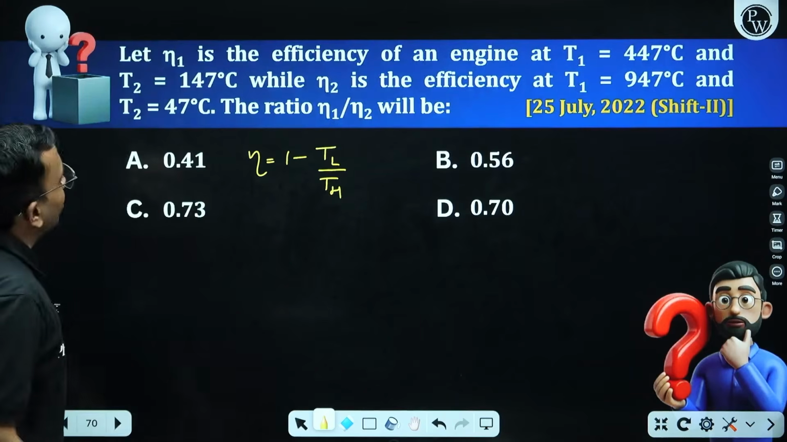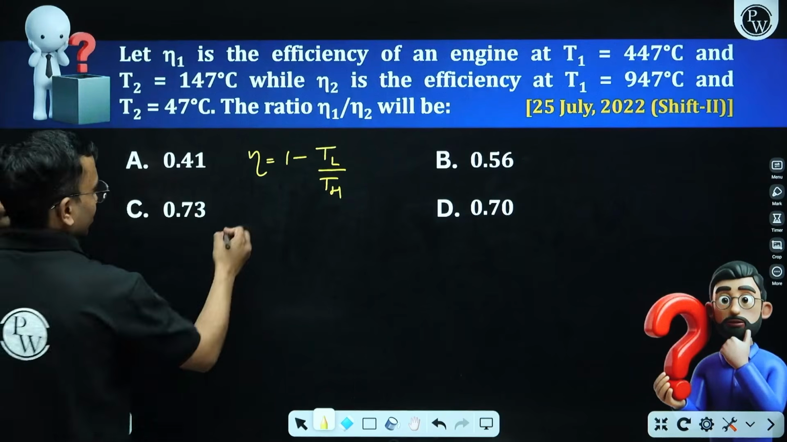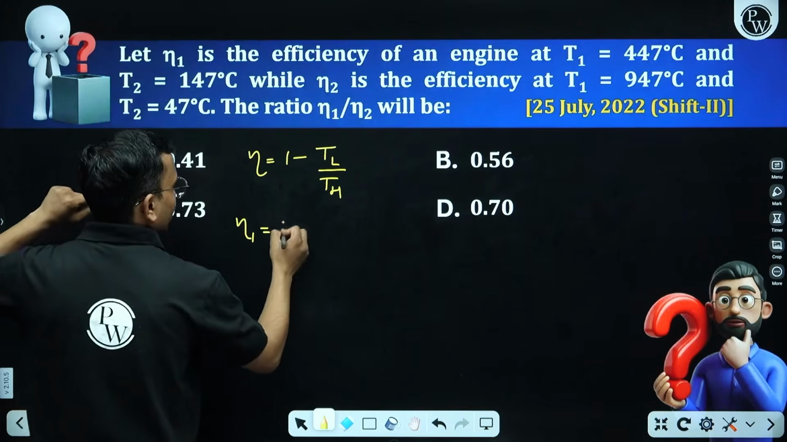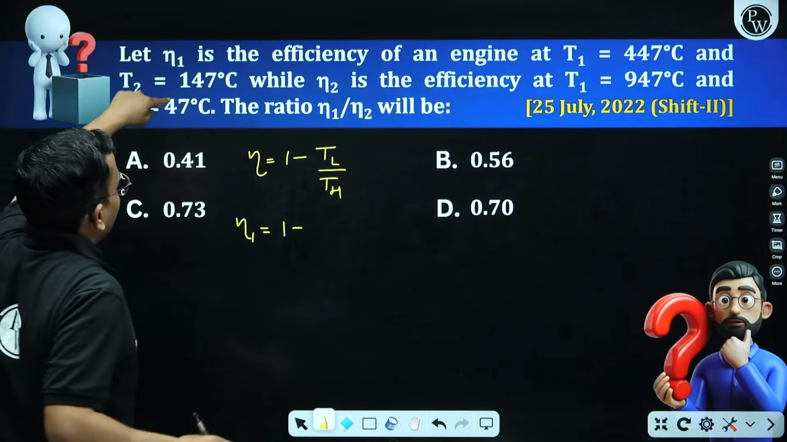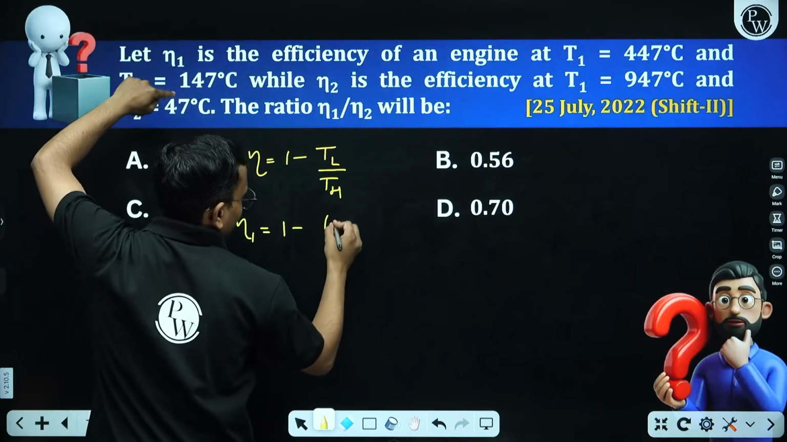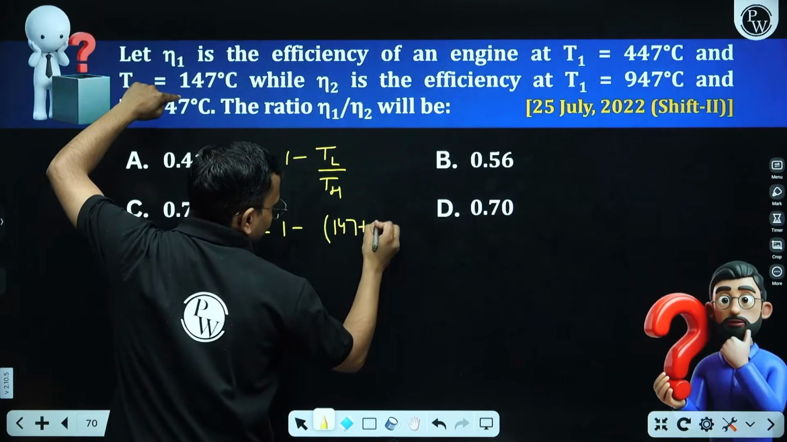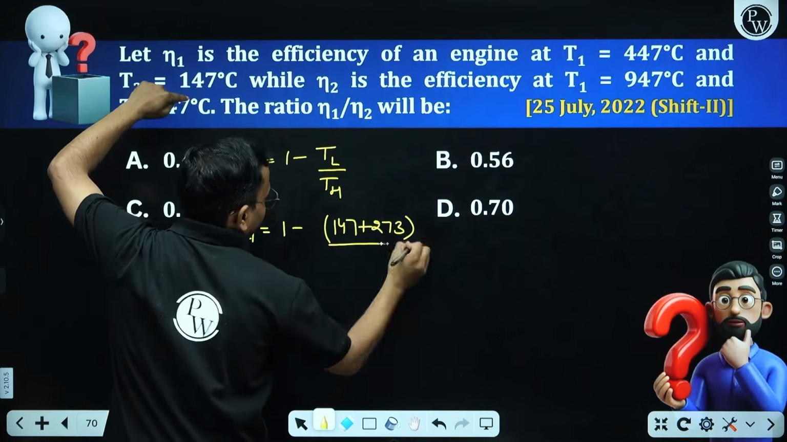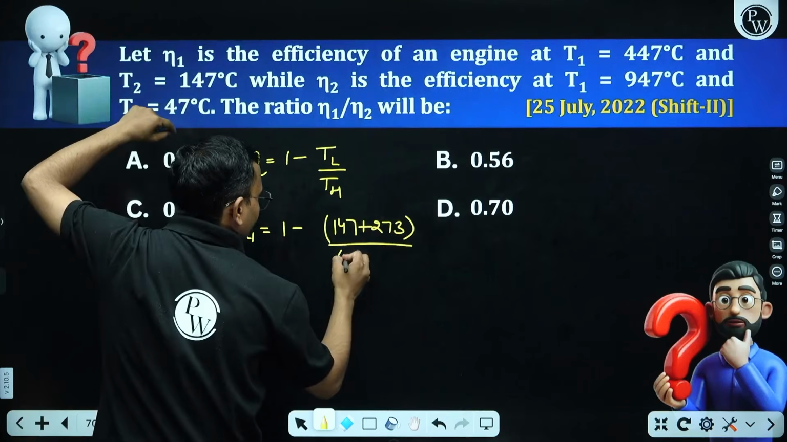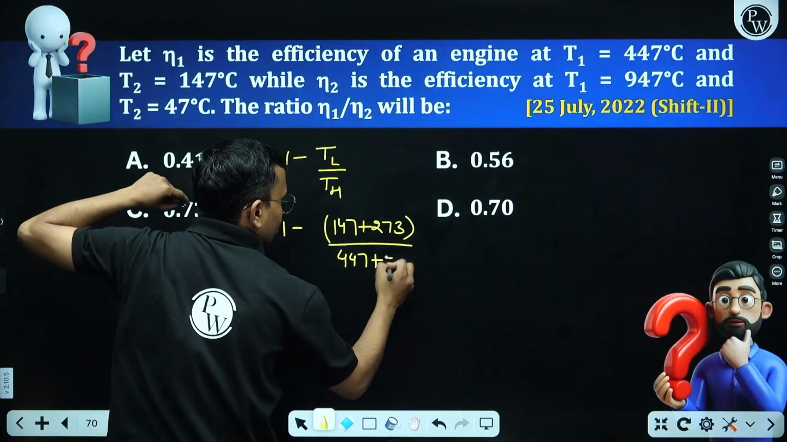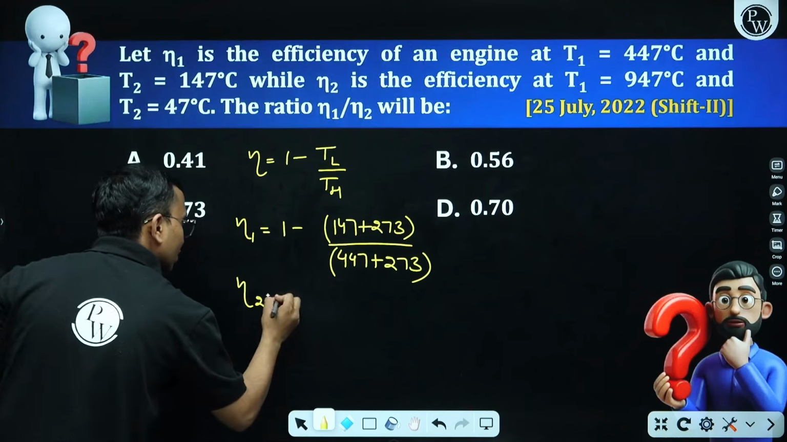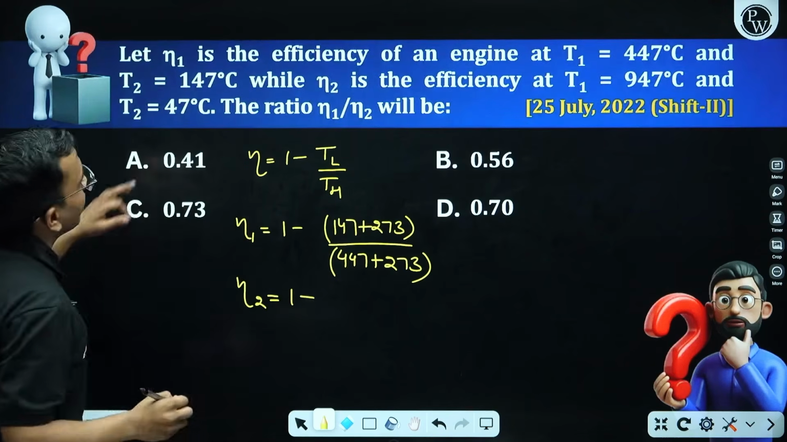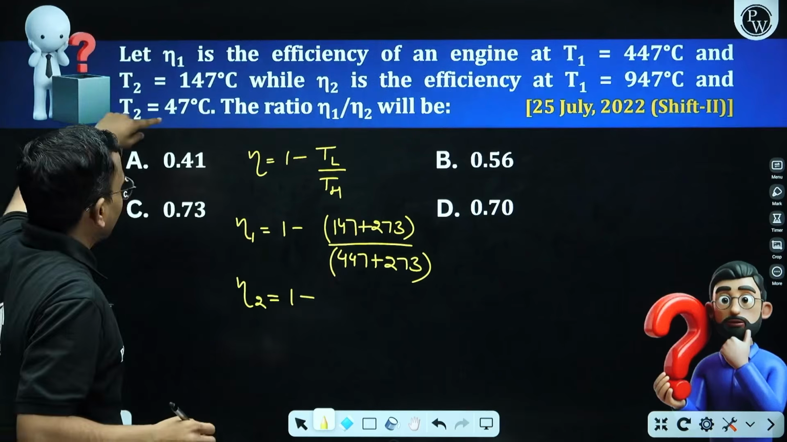So now you write eta 1 as 1 minus, with 447 and 147, so 147 is low. So 147 plus 273, divided by T high, which is 447 plus 273. Now eta 2, when you write, this is 1 minus. Final is 947 and 47, and 47 is low.